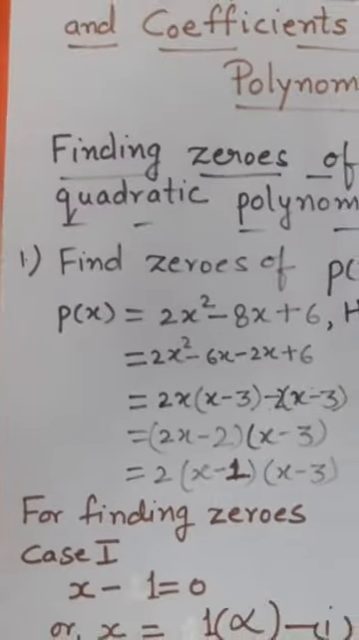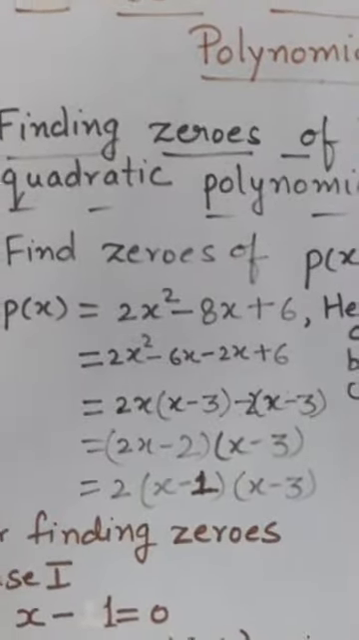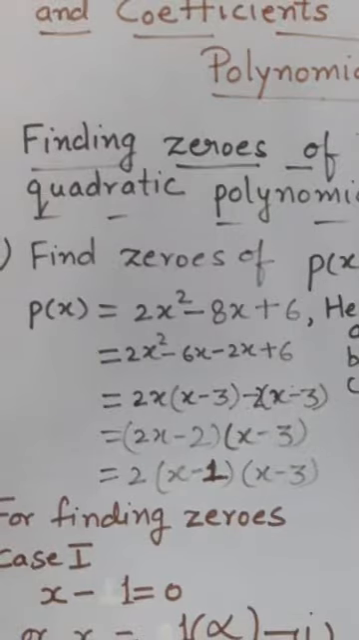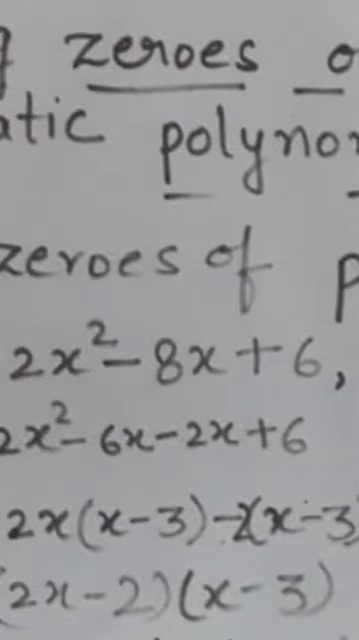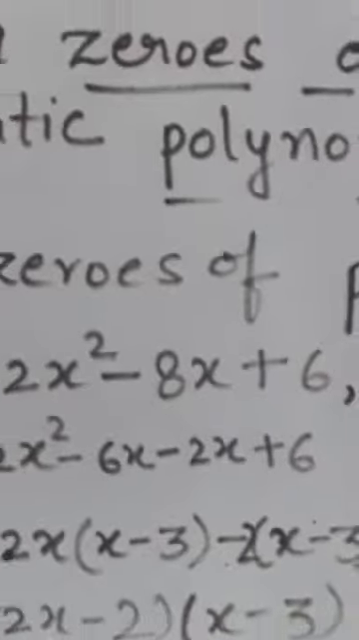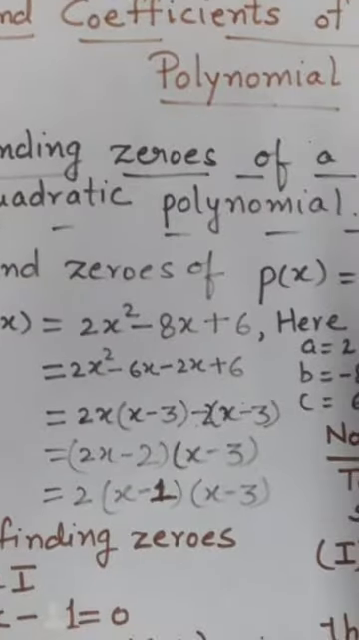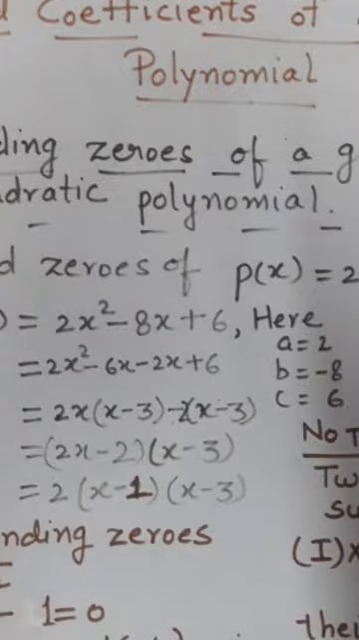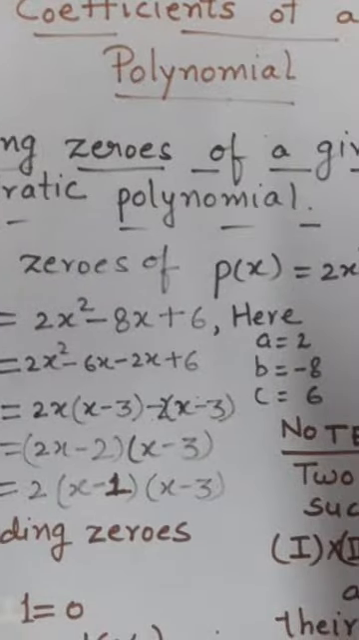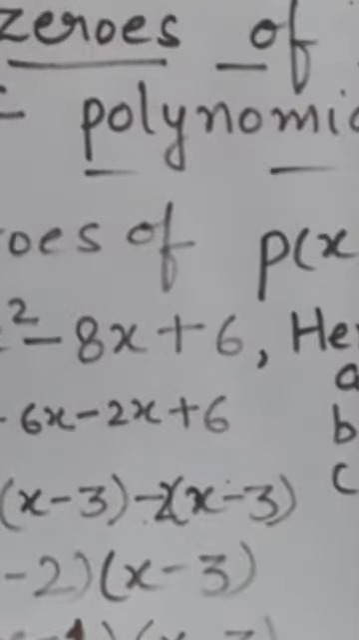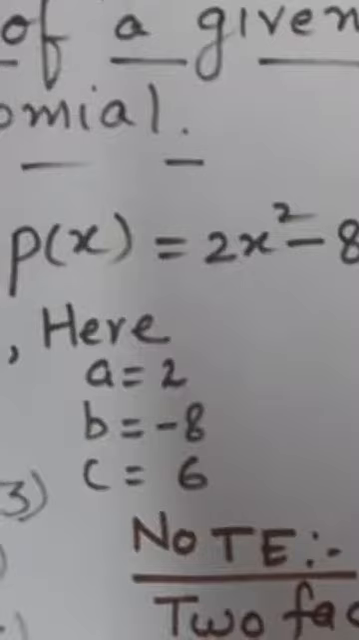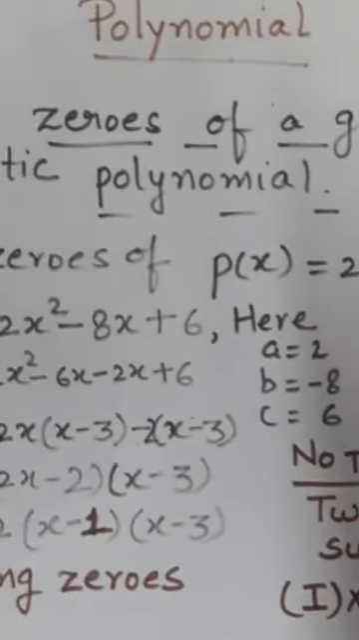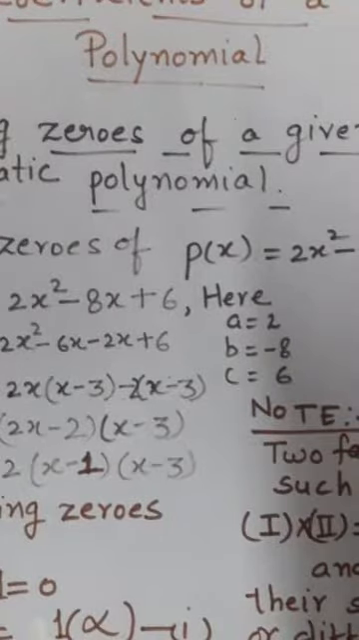See here, for finding factors of a quadratic polynomial, p(x) is given by 2x² − 8x + 6. This is a quadratic polynomial and we'll find its factors by splitting the middle term. Here the middle term is −8x, and this we have to split. According to this polynomial, the coefficient of x² is 2, so a = 2. The coefficient of x is −8, so b = −8. And 6 is a constant term without any variable, so the constant term is 6.